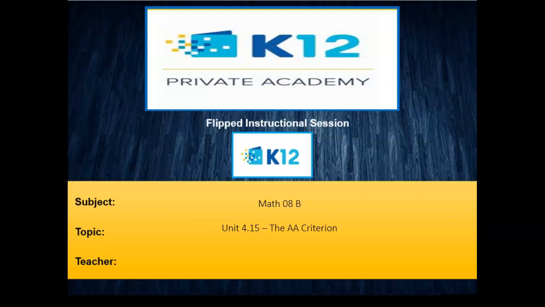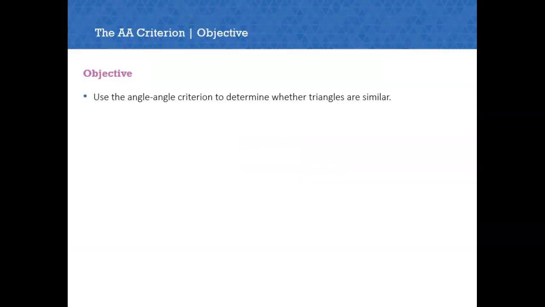Hi, welcome to the flipped instructional session for Math 08B for Unit 415, the AA Criterion. Our objective today is to use the angle-angle criterion, which is the AA criterion, to determine whether triangles are similar.